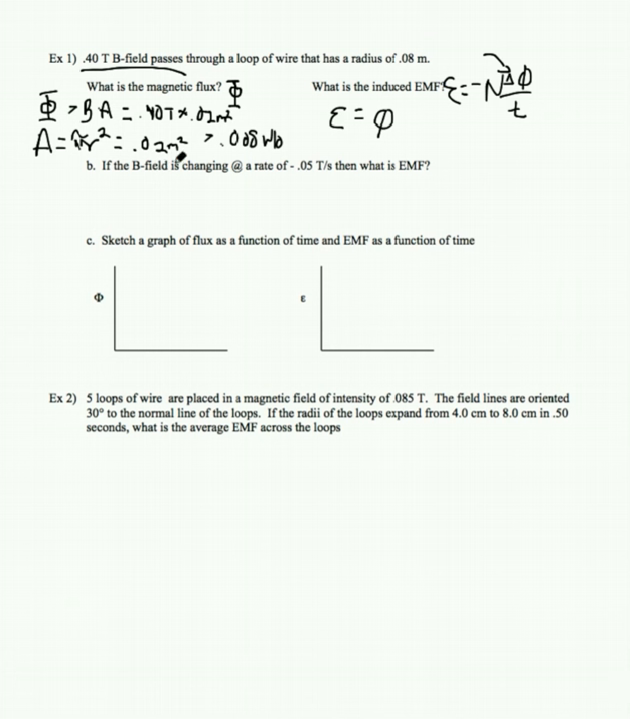So that leads us to part B, which says if the B field is changing at a certain rate, what is the EMF? Again, since there's only one loop, we're going to ignore the N. It's delta phi all over t. But we haven't been given a time. You don't need one because it's a rate. So we can look at phi one of two ways.